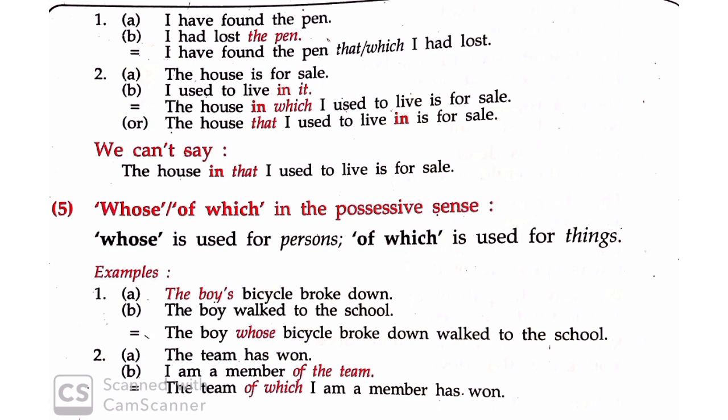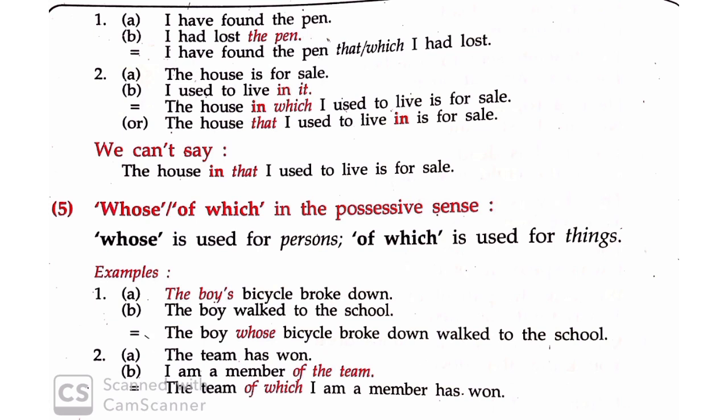Okay, the team has won. I am a member of the team. The team of which I am a member has won. Here they are talking not only about a single person but the team. The team belongs to the things, the name of a particular group. So here it comes to the things part. It does not come to the persons part.